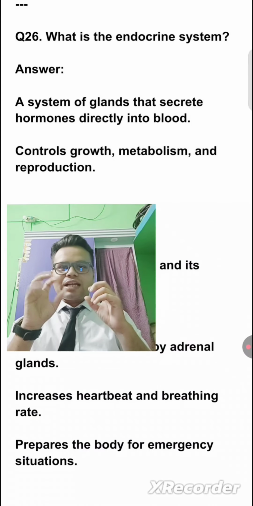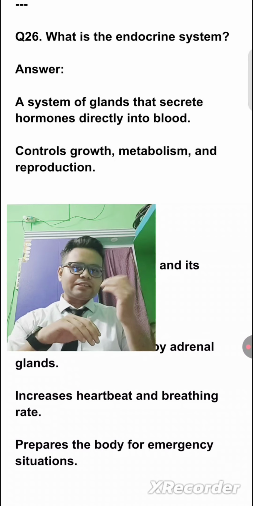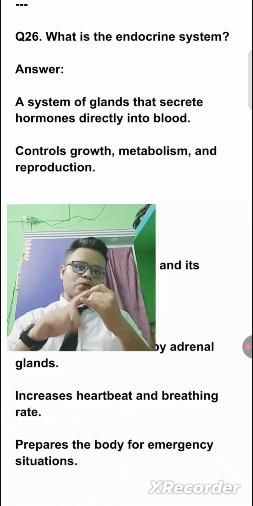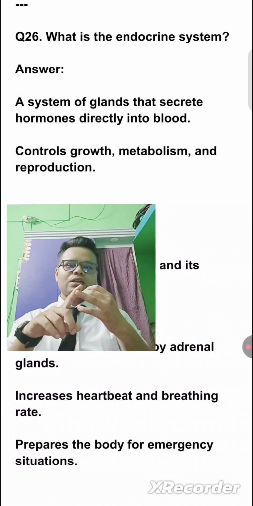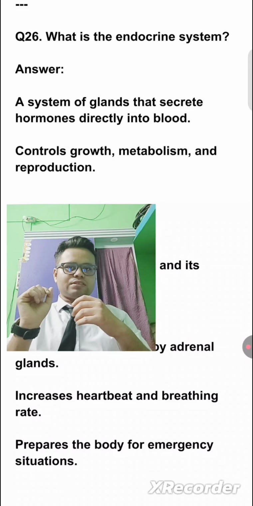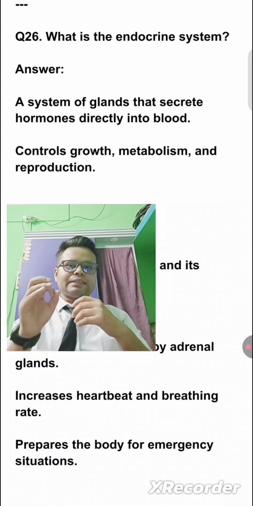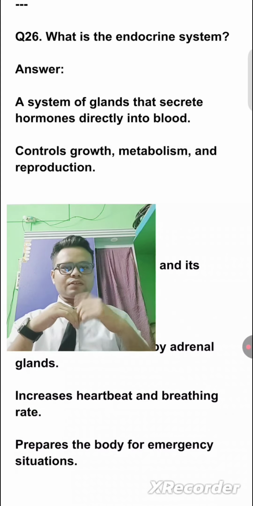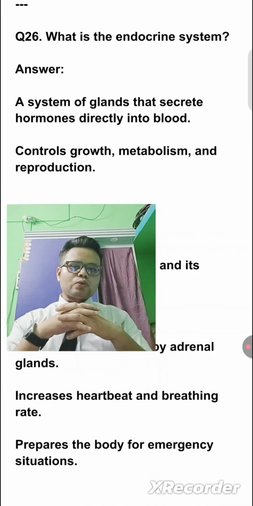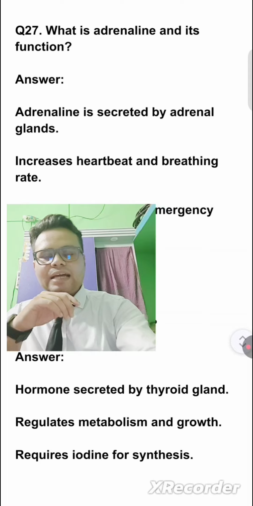So a system of glands that secrete hormones directly into the blood, that is known as the endocrine system, and it controls growth, metabolism and reproduction. So these three things come under it. Okay. First, a system of glands that secrete hormones directly into the blood. Second, control growth, metabolism and reproduction. Okay. Next, what is adrenaline and its function?